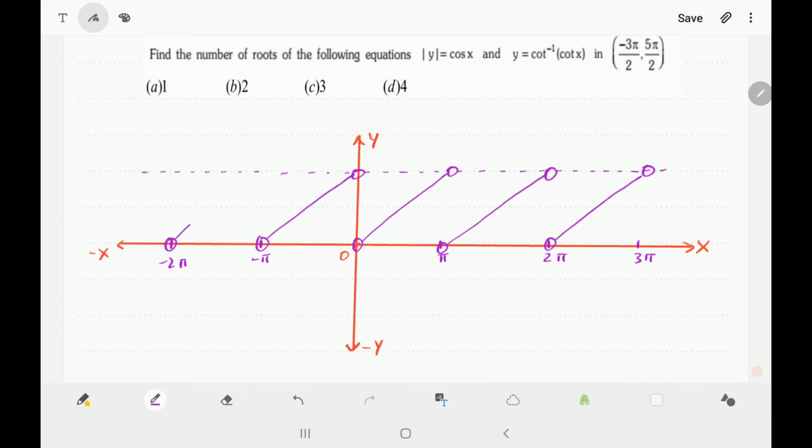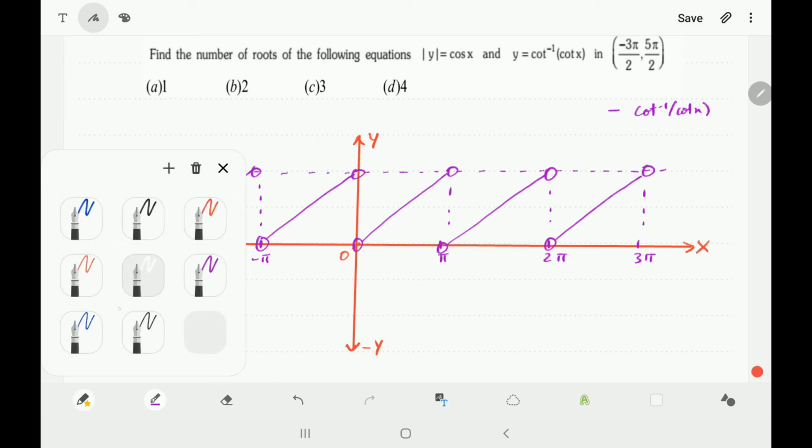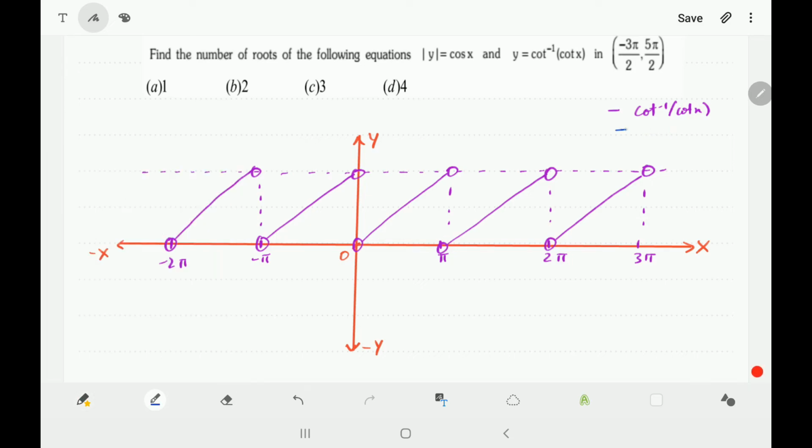Okay, so it's like this, both these points are above each other. So this is the graph of cot inverse cot x. The maroon color is the graph of cot inverse cot x. Now I'll be drawing the other graph, which is mod y is equal to cos x.